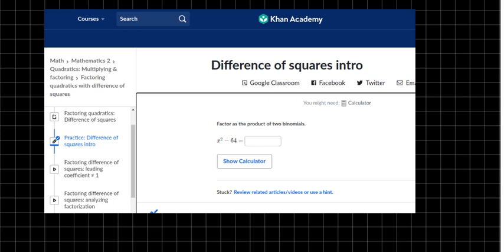Okay, so we are going to work on our multiplying and factoring. Excuse my pen color here. Multiplying and factoring unit on factoring quadratics with difference of squares. And you'll remember our difference of squares formula.